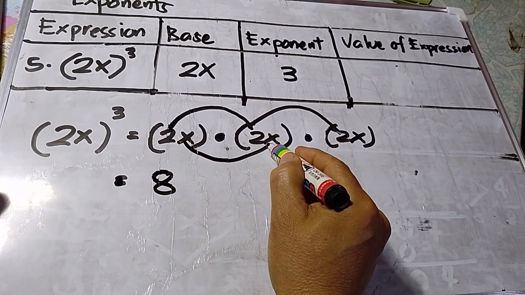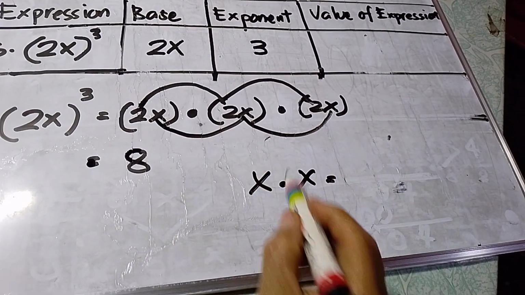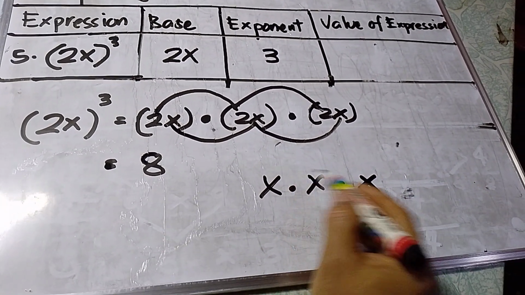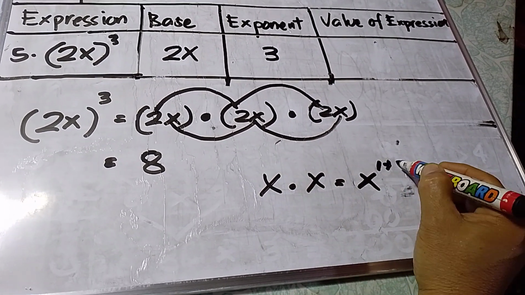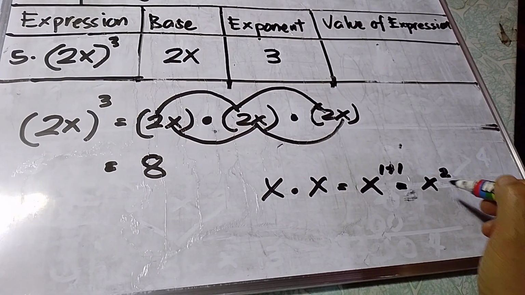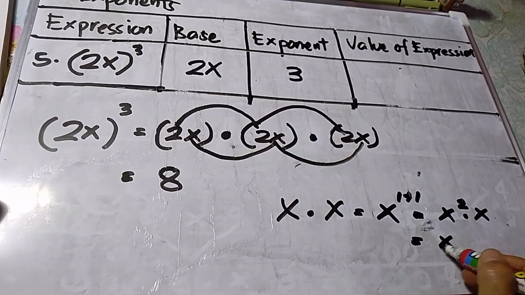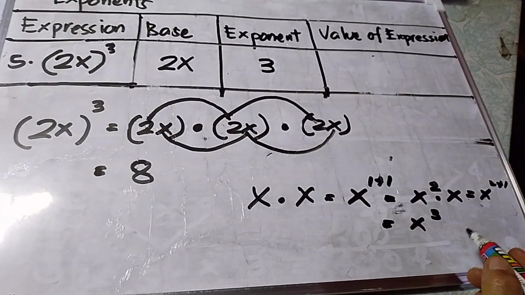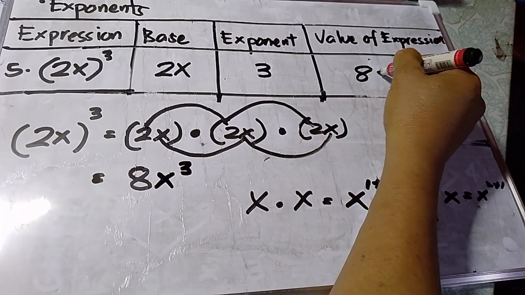How about x times x times x? So take note, x times x. Take note there is an invisible 1 in here, to the power of 1. So if we'll take the exponents, this will be 1 because this is an invisible 1 plus the invisible 1. So you have x to the power of 2. Since there is another 1, so this will be x to the power of 3 because this will be x to the power of 2 plus 1. That will be x to the power of 3. So this will be 8x cubed.